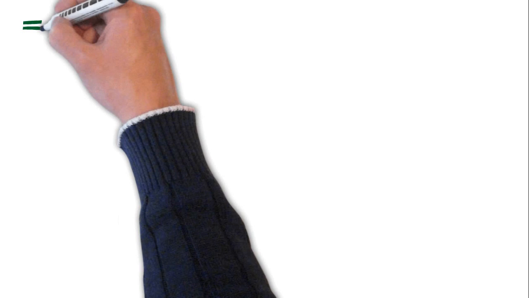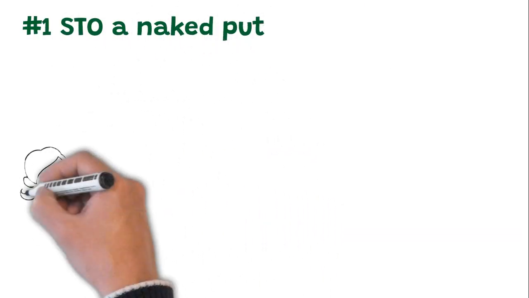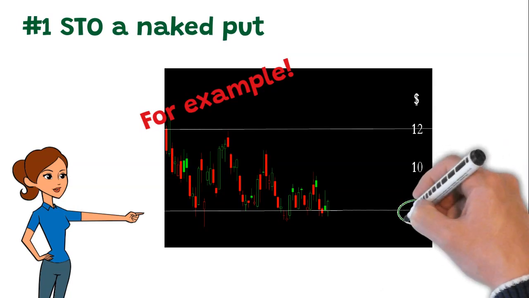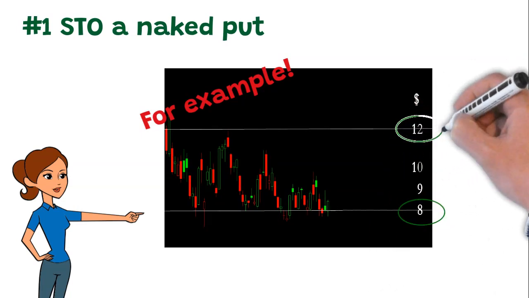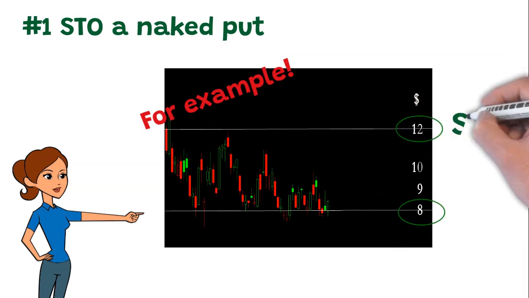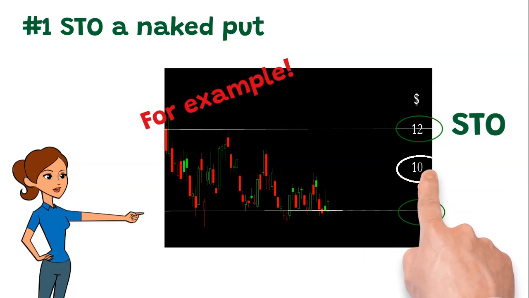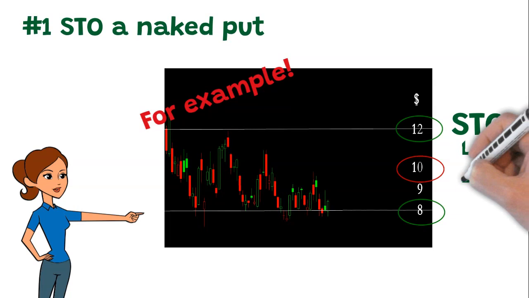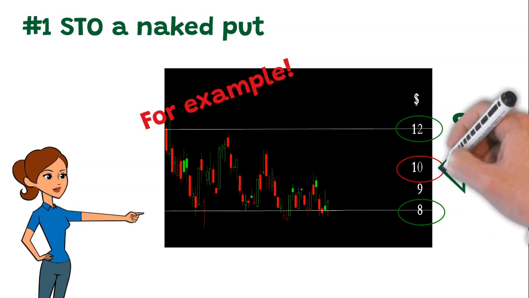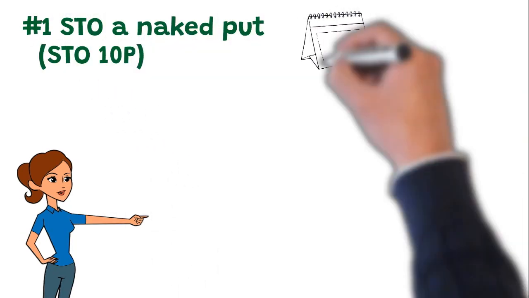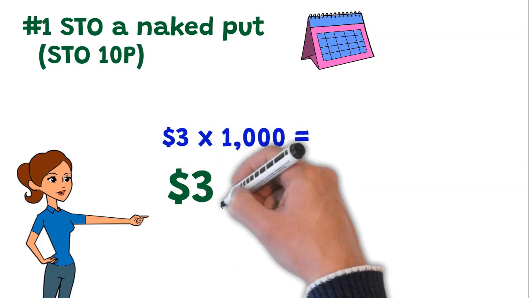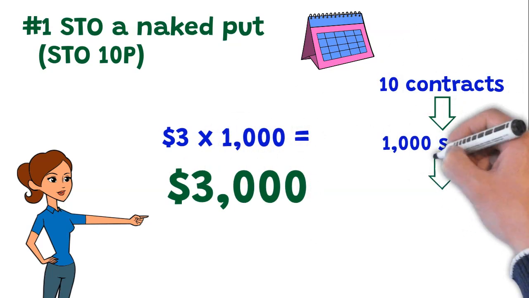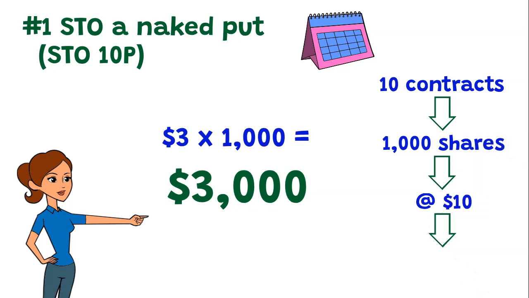Step number 1, sell to open a naked put. We pick a company we like fundamentally, which is at a low point of $8, and the next high point looks like it will be at 12. We'll sell to open a $10 naked put that will expire in 3 months or more. We choose 10 because this is a midpoint between the low point of 8 and the high point of 12. Let's say we receive a $3 premium per share, that is $3,000. For 10 contracts, we agree to buy 1,000 shares at the price of $10 each, therefore an investment of $10,000.